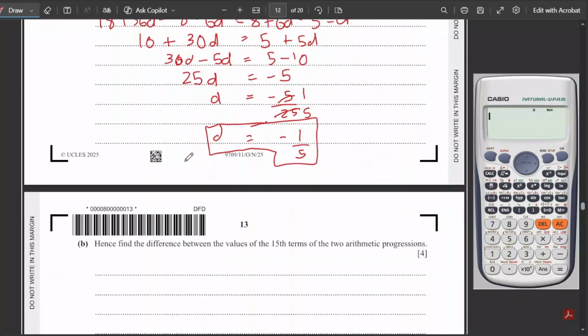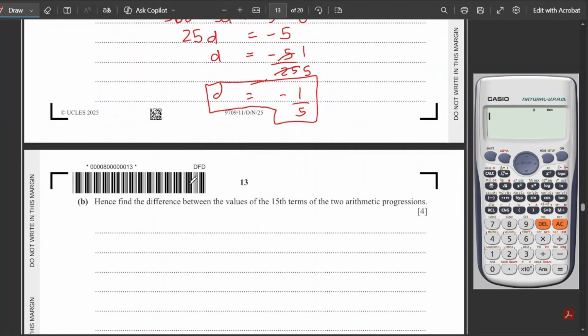Okay, moving on to part B. Part B says, hence find the difference between the values of the 15th term of the two arithmetic progressions. So basically, you take the first arithmetic progression, and you minus the second arithmetic.